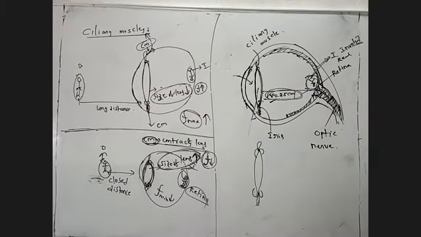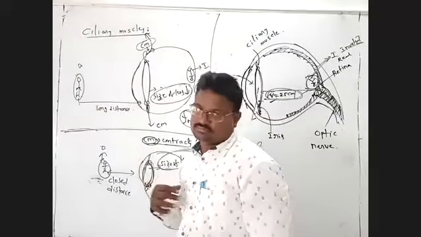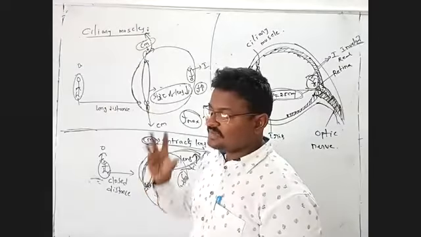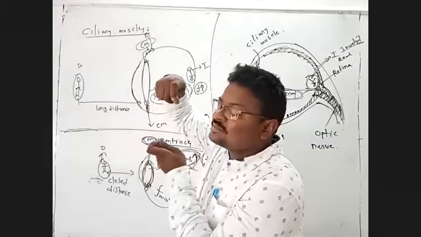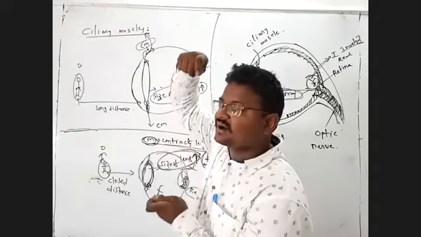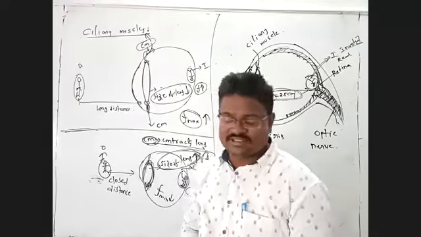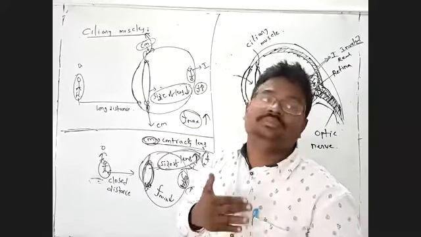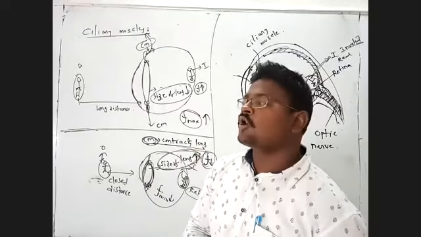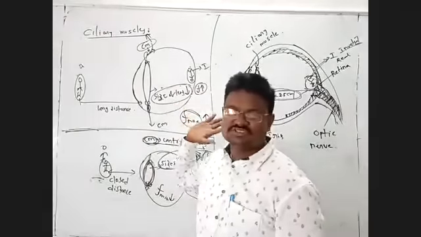One point I'm going to explain. I'm standing here, seeing a far object. At that time the ciliary muscles are relaxed. Relaxed ciliary muscles, the upper and lower, expand the convex lens. The size of the lens decreases, the focal length of the convex lens increases, and the image is formed by the convex lens on the retina. At that time we are seeing the image.